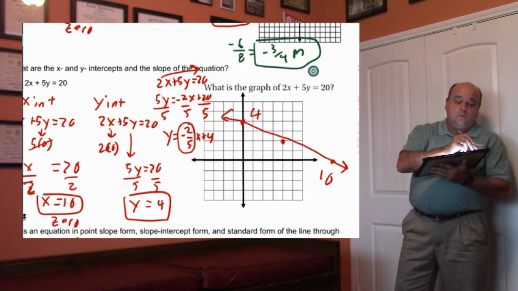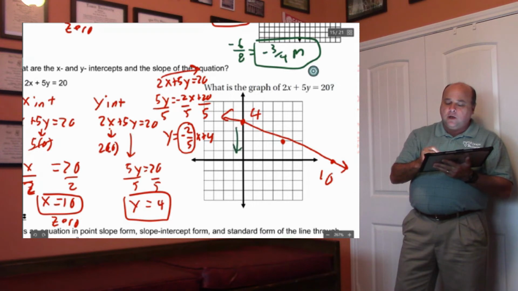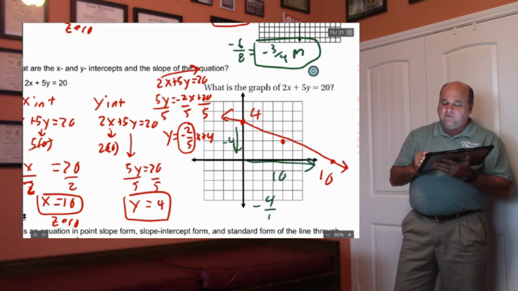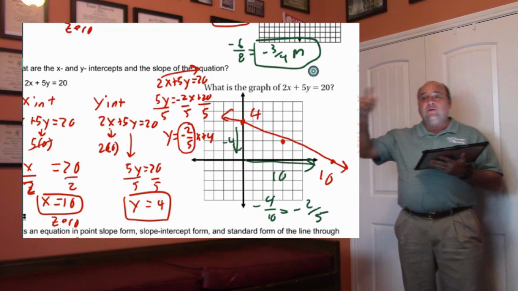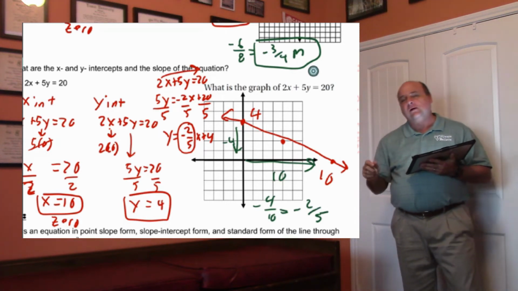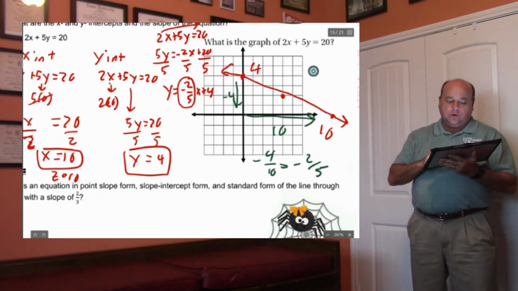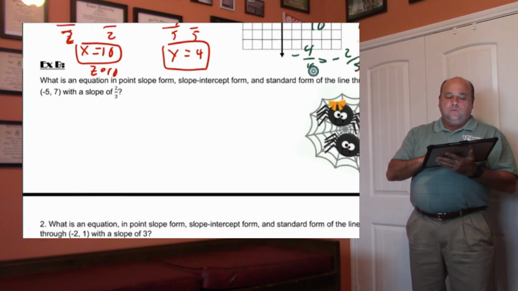Also notice, if this graph were large enough, you would go down 4, right 10, and negative 4 over 10 would be negative 2/5, wouldn't it? You would still get the same slope. Can't really do it on this one because the graph isn't big enough. So you've got to solve for y to get the slope. Let's go to another one.